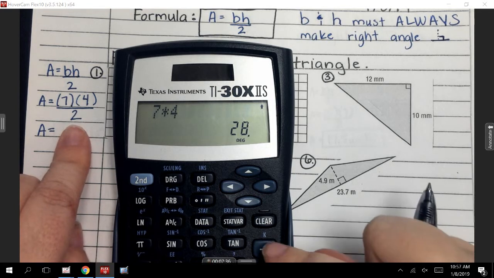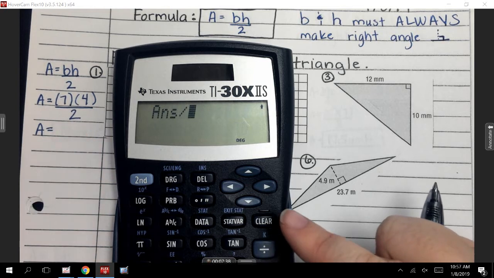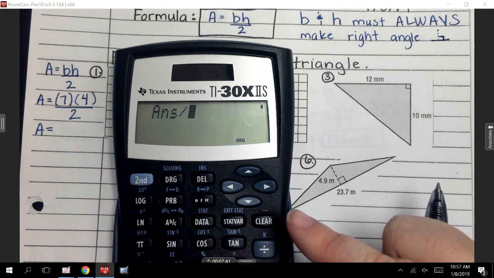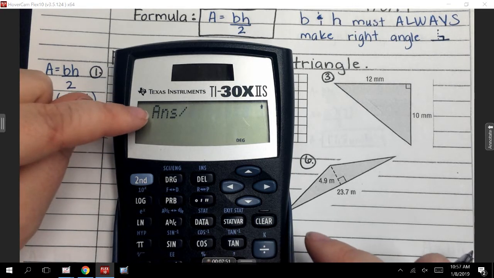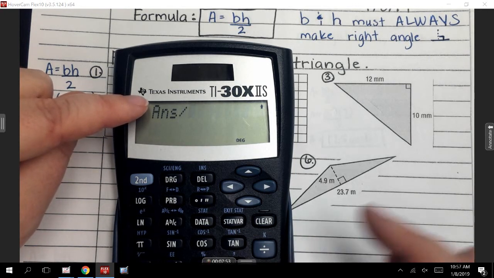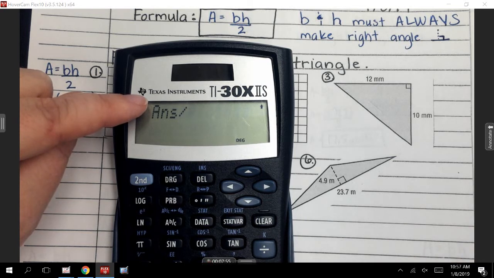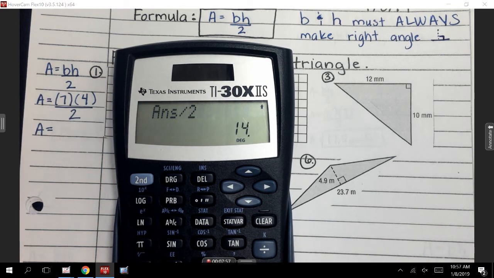I'm going to hit the divide button. Divide. What just popped up there? What does that mean? Sean? Your answer. What answer did we just get? 28. Now, does this mean an answer from 5 problems ago? No, this means what we just had, that means that's going to hold 28 for you. And what are we doing to 28? We're dividing by 2. So we're going to hit divided by 2 and hit enter again.